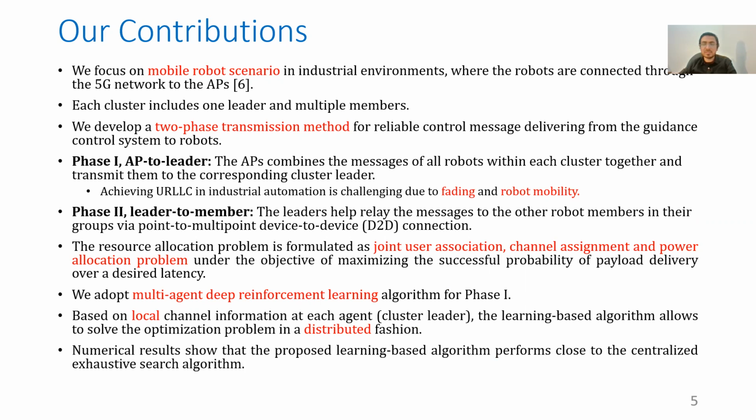In phase one, the APs combine the control messages of all the robots within the cluster and transmit them to the corresponding cluster leader. While in phase two, the leader relays these messages to all the members via point-to-multipoint D2D connections. For phase one, we adopt multi-agent deep reinforcement learning in a distributed manner for joint user association, channel assignment, and power allocation. Also, the agents, which are the cluster leaders in this case, only use their local channel information to make their decisions.